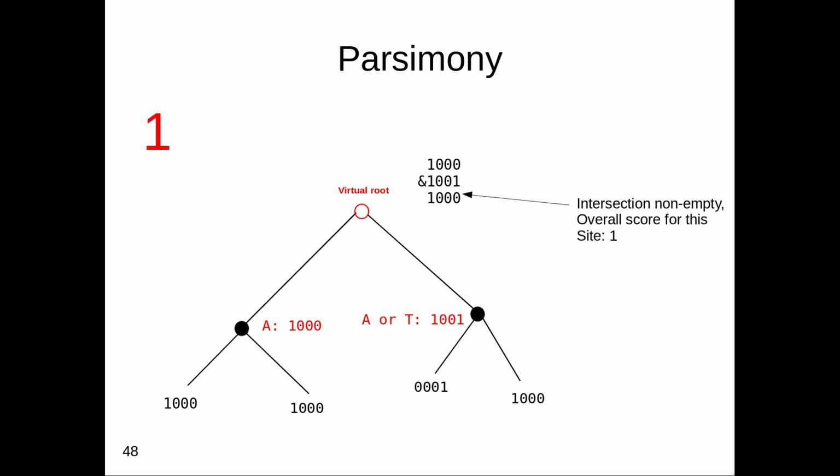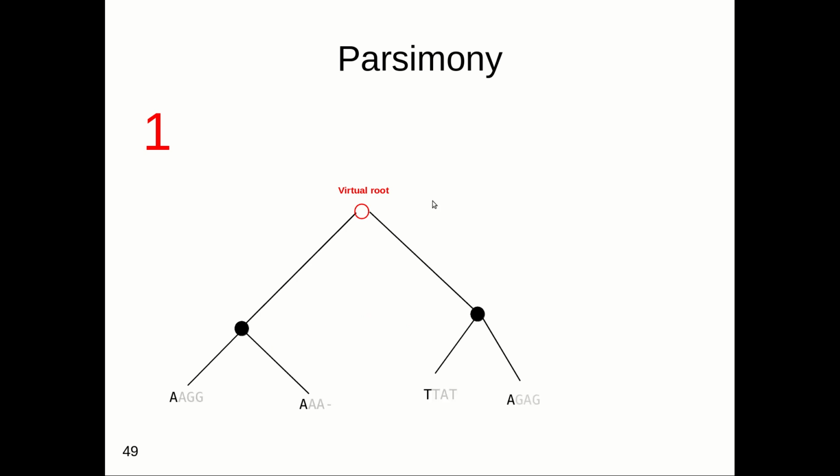Okay, then we go to the virtual root. Basically, we compute once again the intersection of the left child vector here and of the right child vector here. We see that the intersection is not empty, so the overall parsimony score for this alignment site is just 1. Okay, so here now we've computed 1, and then we can move over to the other sites of our alignment.